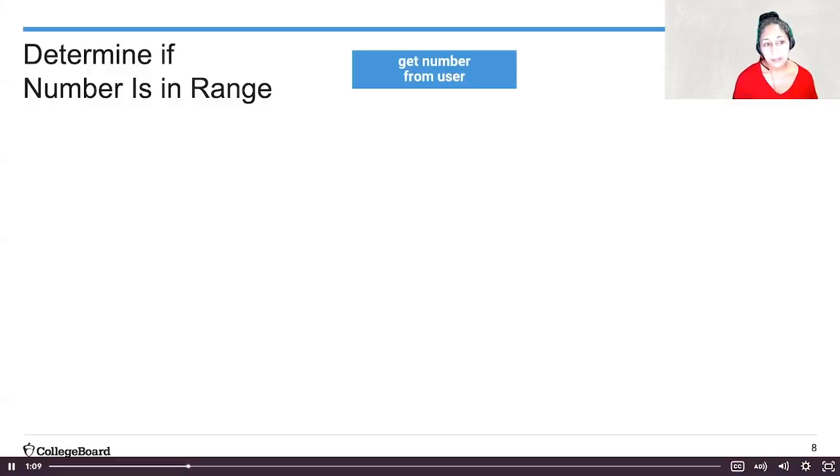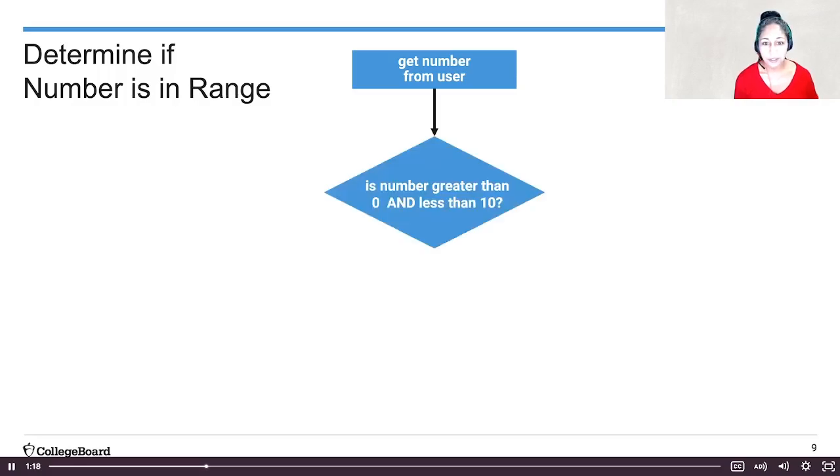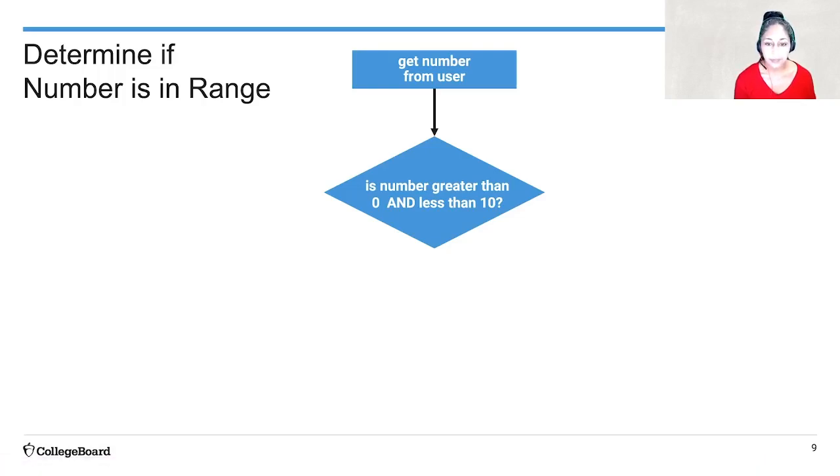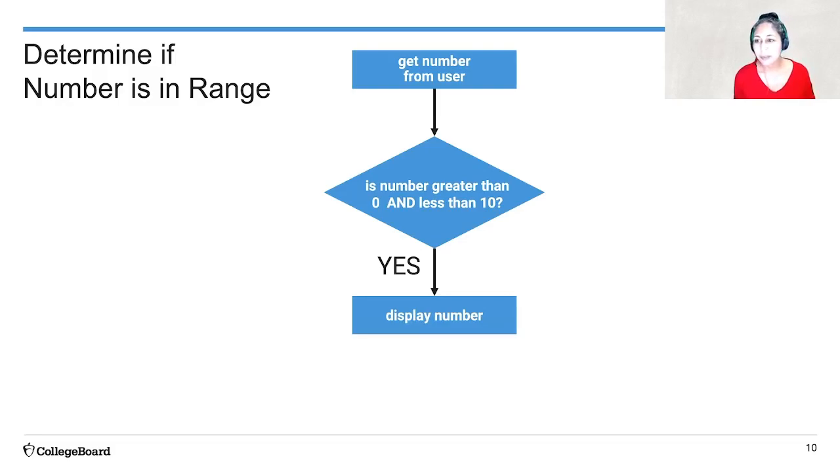So let's say, for example, I want to determine whether or not a number is within a particular range. So I might start by, of course, getting that number from the user. Then I'm going to ask the question, is the number greater than 0 and less than 10? So this is kind of also using these Boolean expressions we've talked about before. So when I'm checking if the number is greater than 0 and less than 10, I'm asking a yes or no question. So if yes or true, then I'll display the number.